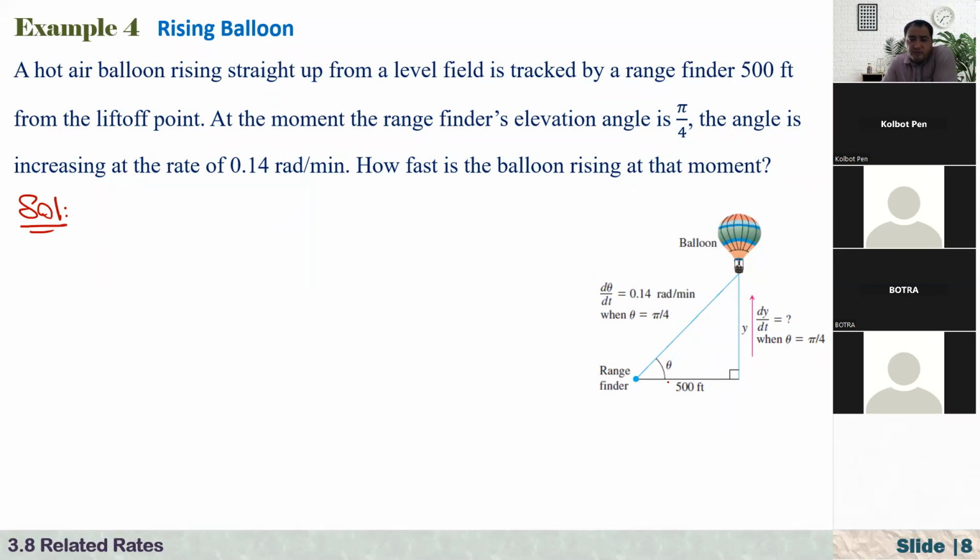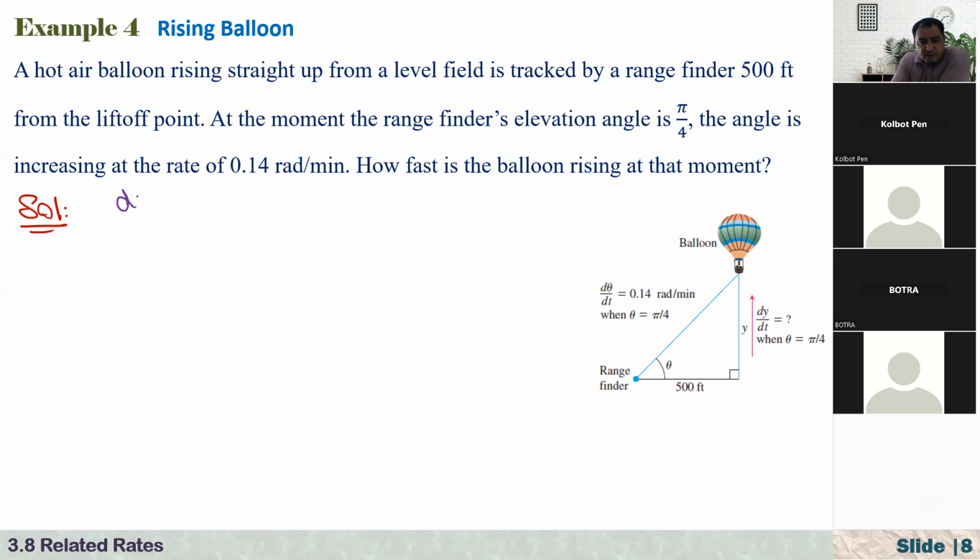At the moment, the rangefinder's elevation angle is pi over 4, right? When theta is equal to pi over 4, the angle is increasing at the rate of 0.14 radian per minute. How fast is the balloon rising at that moment? Okay, so how fast is it rising at that moment? We are going to find how fast the balloon is rising at that moment.